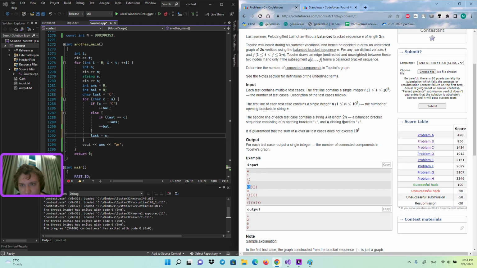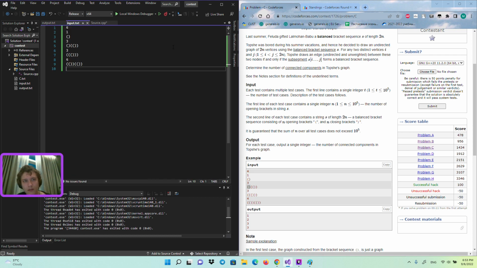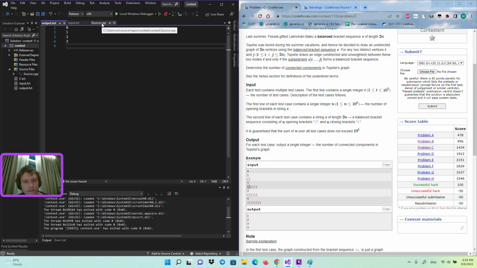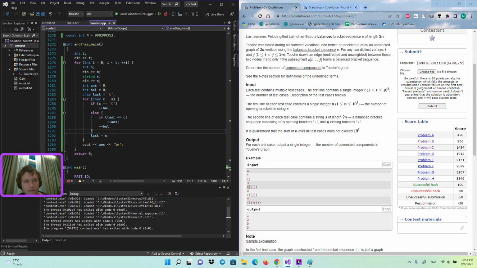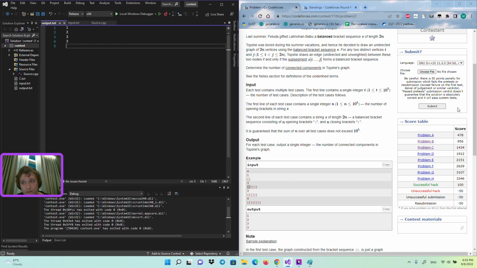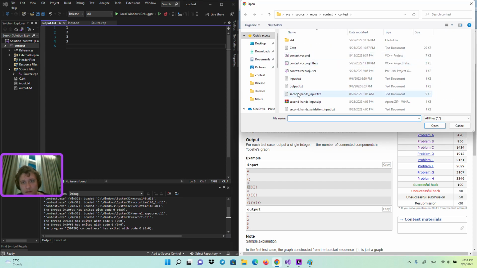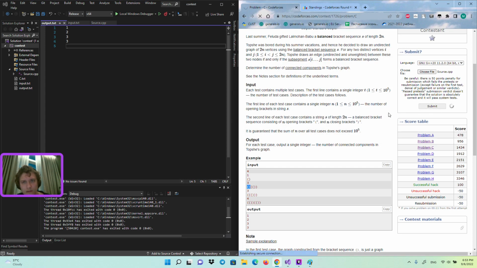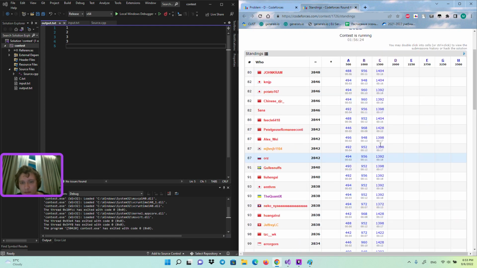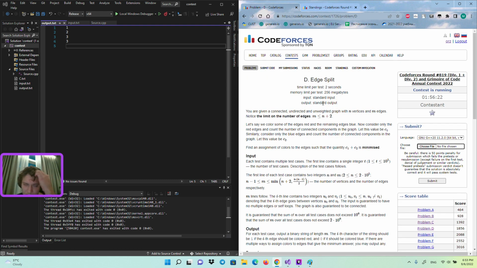Is it true that it is balanced? Yes, it's correct that it is balanced. I guess that's it. But maybe it's wrong. Oh, it's correct. Great. Interesting problem. I didn't expect it to be so easy.